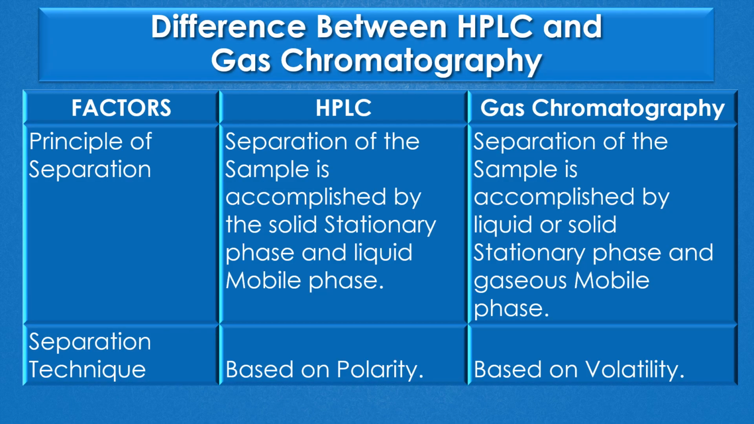First, principle of separation. In HPLC, separation of the sample is accomplished by the solid stationary phase and liquid mobile phase. In gas chromatography, separation of the sample is accomplished by liquid or solid stationary phase and gaseous mobile phase.